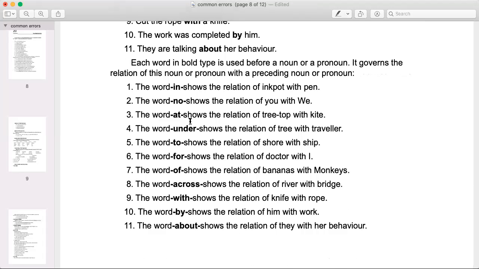So, in the first sentence, in is showing the relation of the pen. On is talking about the relation between you and we. At shows the relation between the tree top and the kite. Under is telling us about the relation of the tree and the traveler. To is showing the relation of the ship and the shore.